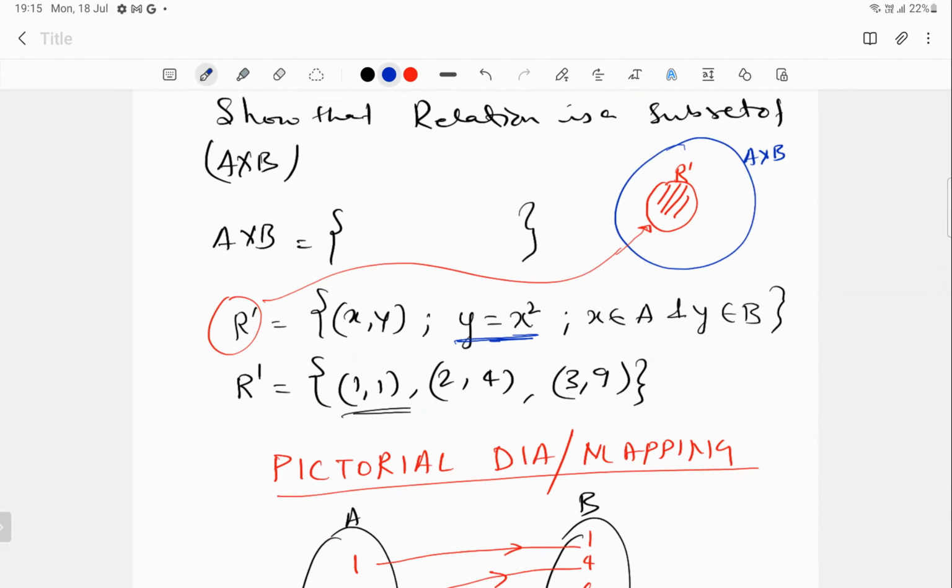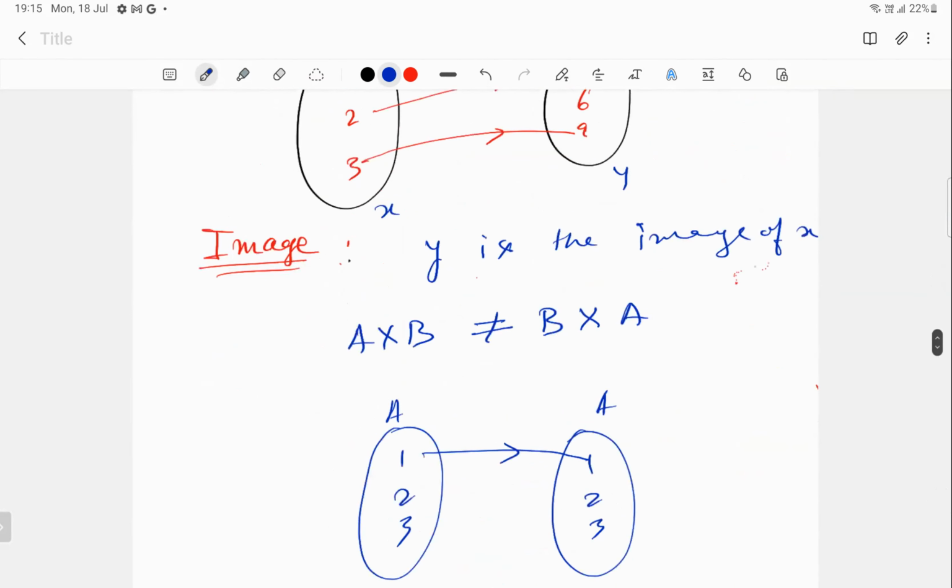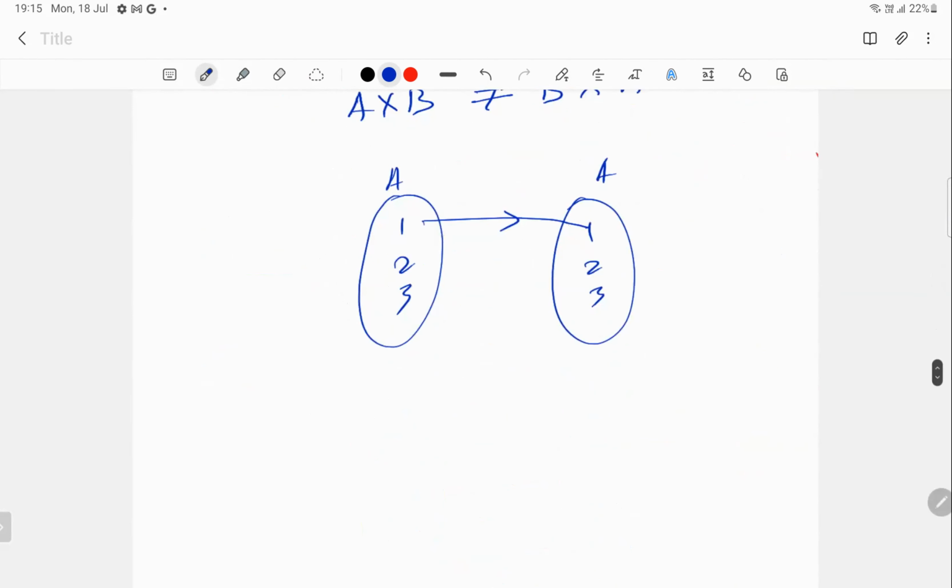For Y is equal to X square, we have only 1 related with 1 only. Okay, because 2 square is 4, but 4 is not present in A. 3 square is 9, but 9 is not present in A. We don't consider B because we have to define a relation from A to A, not A to B. Okay, just write it down.